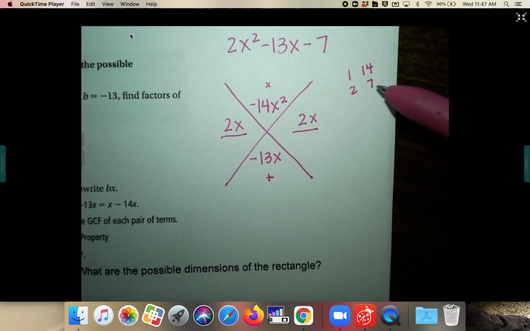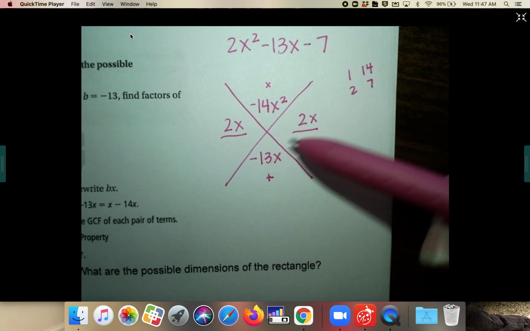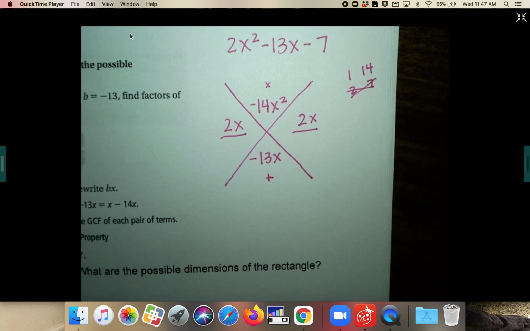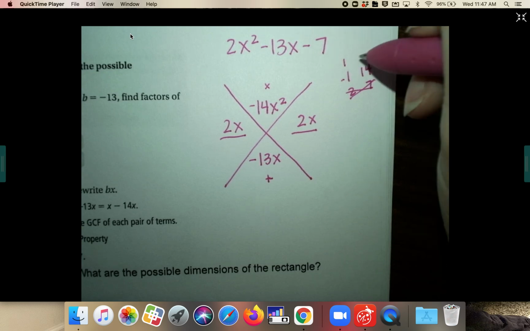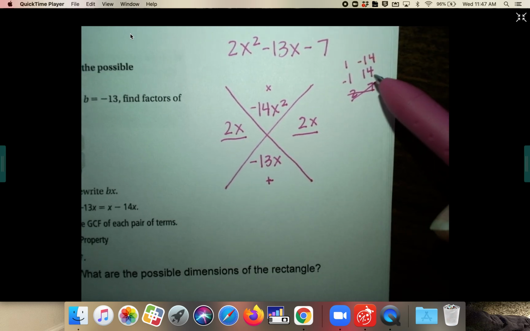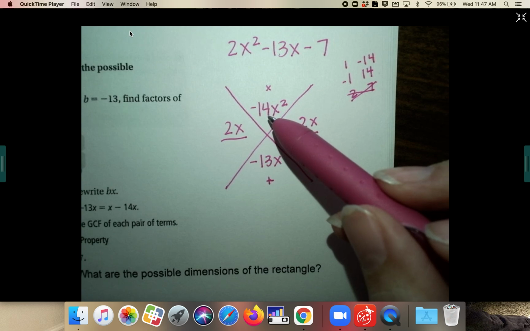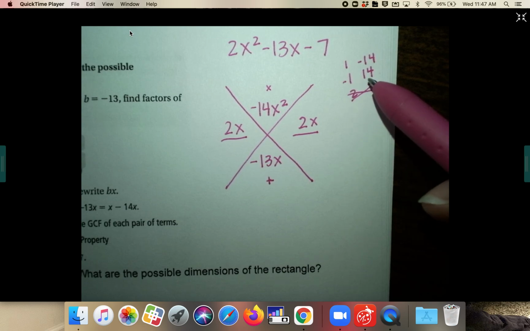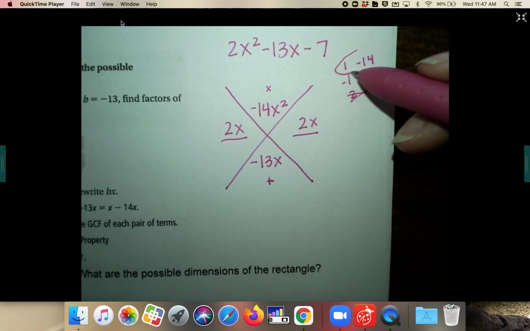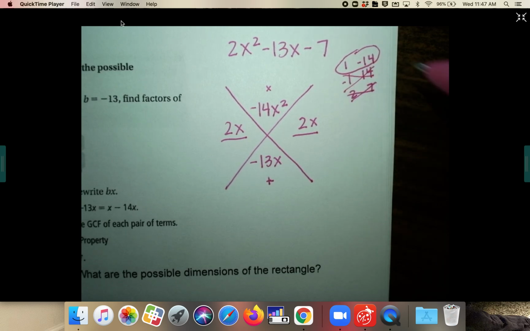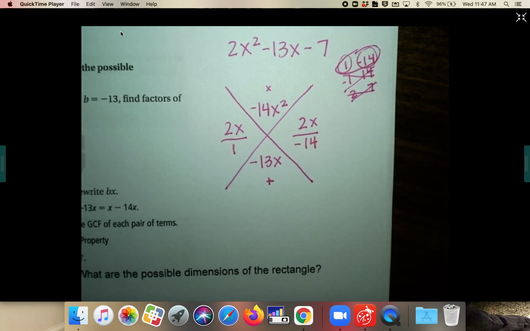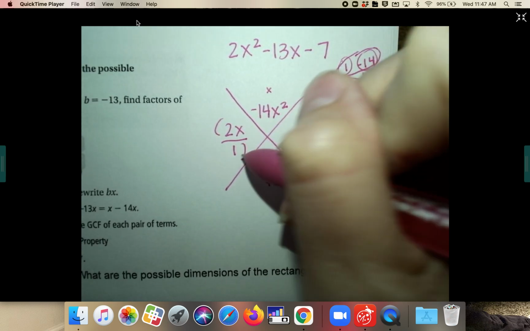2 and 7, if you add it or subtract it, there's no way you're going to come up with 13. So it's not going to be 2 and 7. It's going to be 1 and 14. So it's either going to be negative 1, positive 14, or positive 1, negative 14. Let's look. Both of those would multiply to be negative 14, but which one would add to be negative 13? It is this one. When you add these, you get negative 13. So I'm going to use a 1 and a negative 14 down here. 1 and negative 14. All right, and we're done except for this one doesn't simplify, so that one's done.